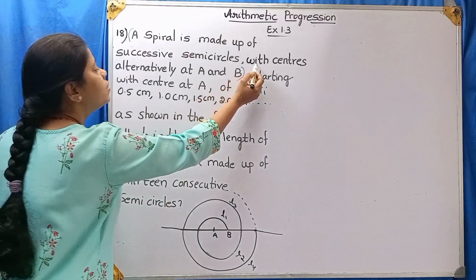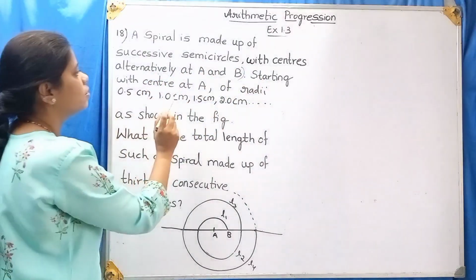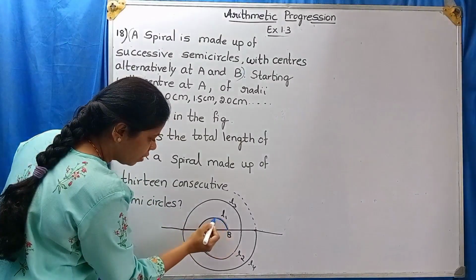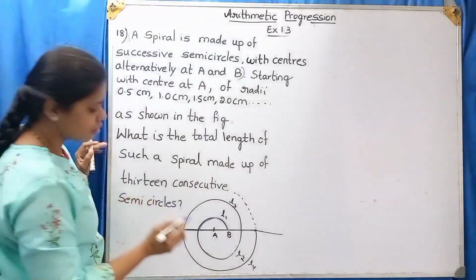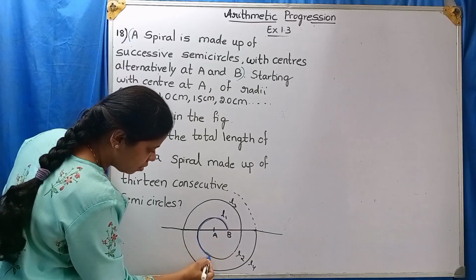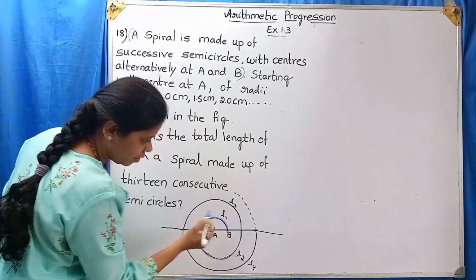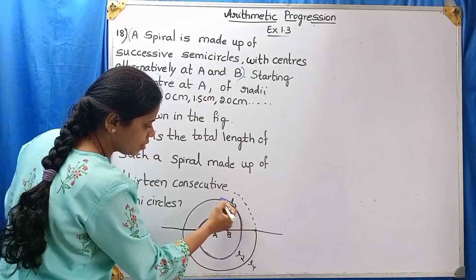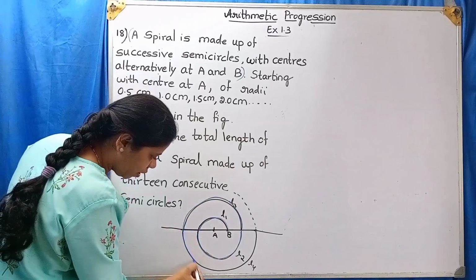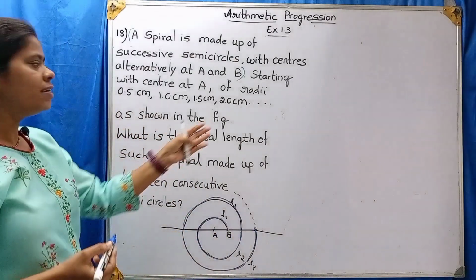See here, with the center alternatively at A and B. This is very important. What does it mean? This semicircle is made with center A. Then the one down here, this semicircle, is made with center B. Then again a semicircle with center A. And the down one is made with center B. Let me explain that clearly.